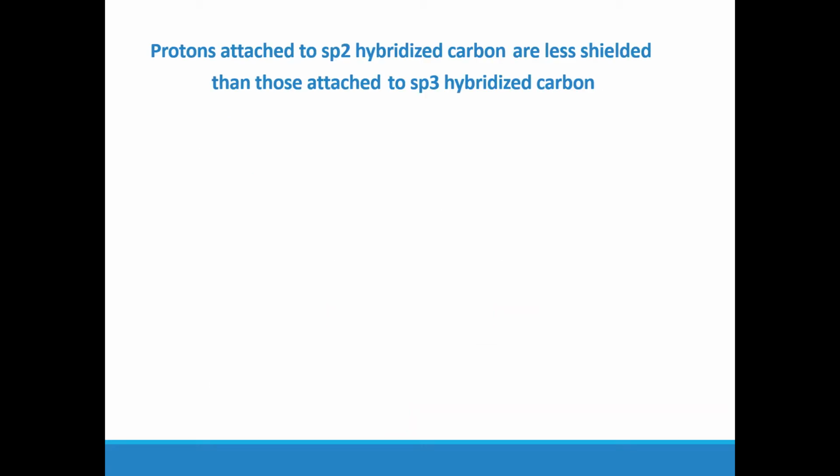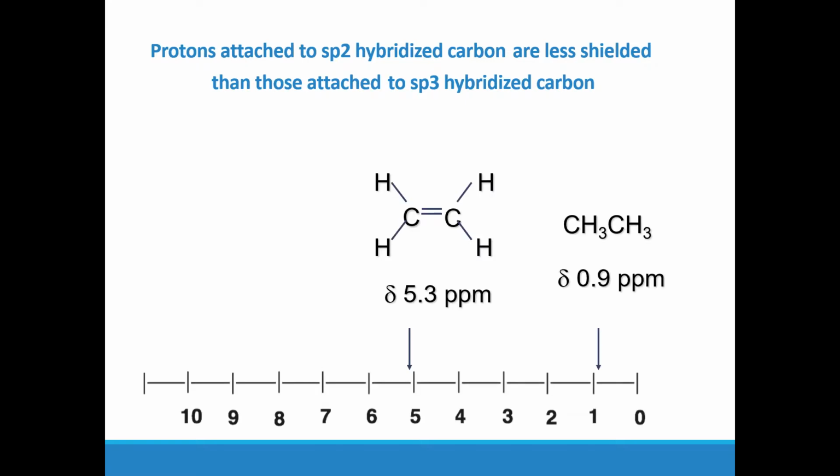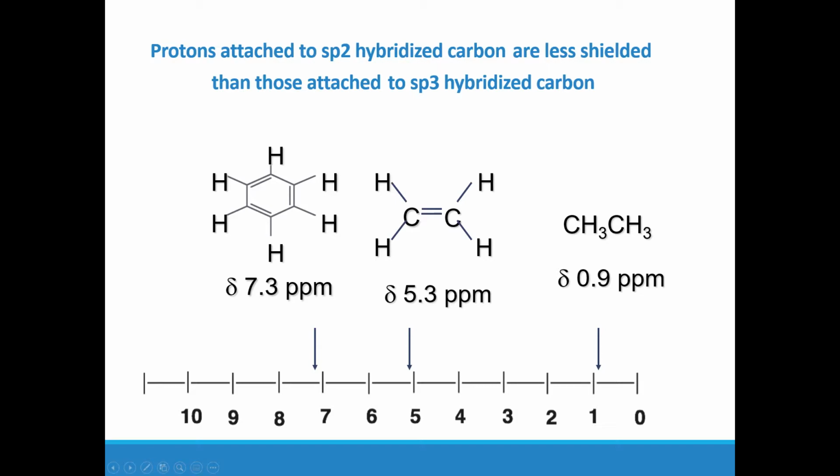Another key important fact is that protons attached to sp2 hybridized carbons are less shielded than those attached to sp3 hybridized carbons. So when we look at ethane versus a double bond versus a benzene ring, we should expect the sp3 hydrogens to appear at about 0.9. The hydrogens attached to the double bond will appear at about 5.3, and the hydrogens on a benzene ring, which is completely sp2 hybridized, will be at 7.3.